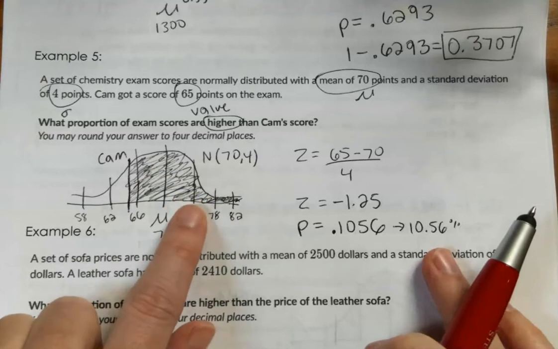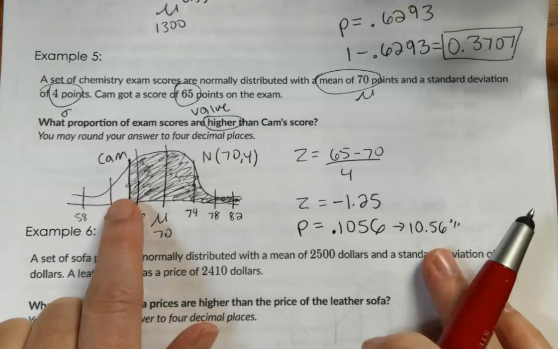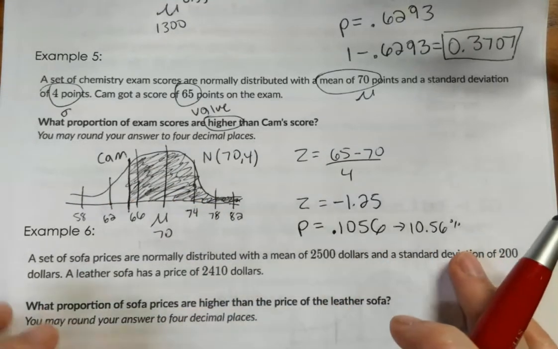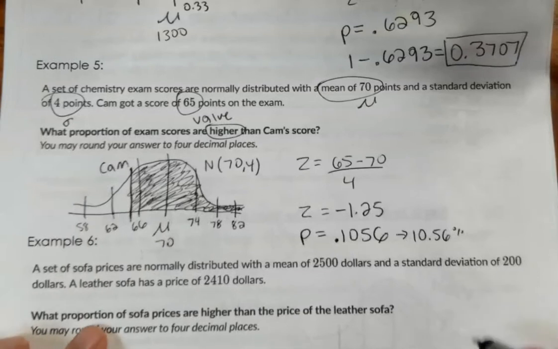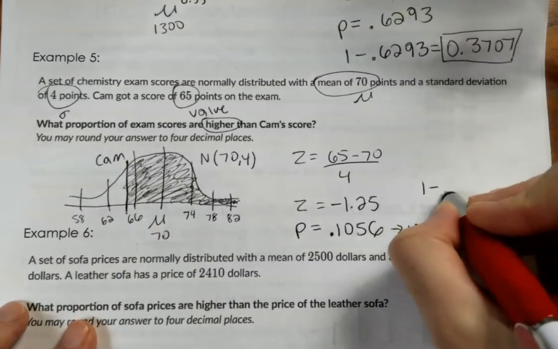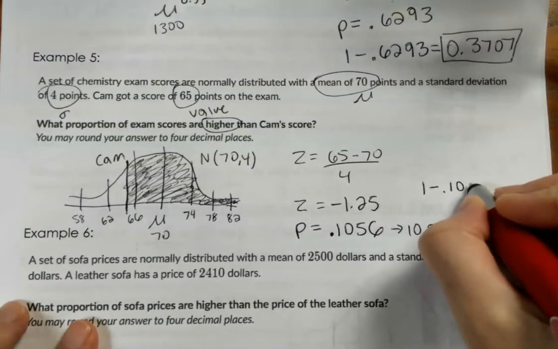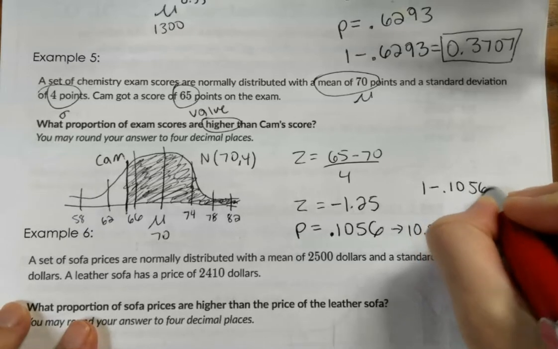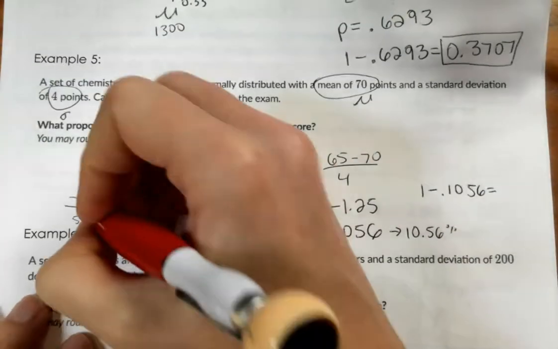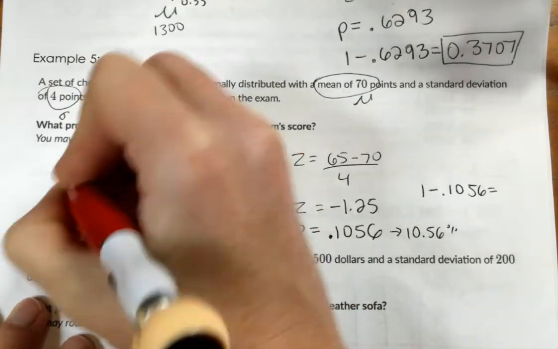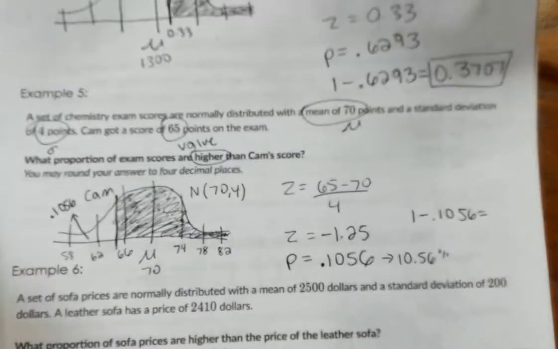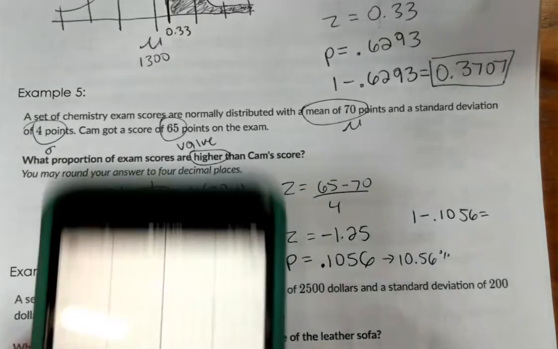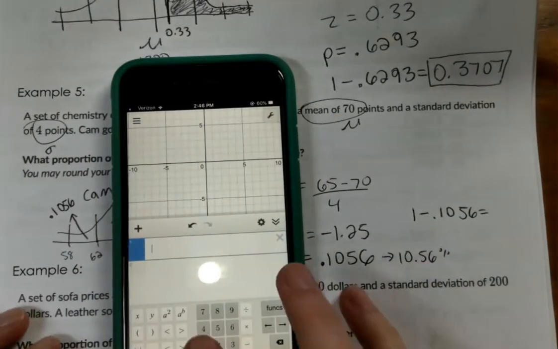Alright, so when I go back, I know just by looking that I cannot be done, right? Look at how much of the curve I shaded, well over 50%. So I know that my correct answer cannot be 10.56. And I realize that Table A gives me everything to the left. So what I need to do is subtract it from 1. 1 minus 0.1056 is going to give me my area. So right now what that gave me was my unshaded area, 0.1056. And I know I can find the other side by subtracting that from 1.